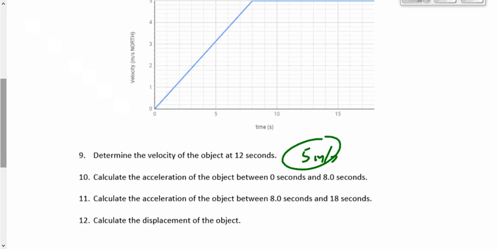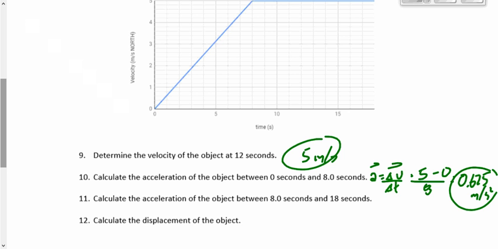That's going to be a is equal to delta v over delta t. That's going to be 5 minus 0 over 8. 5 over 8 is 0.625 meters per second squared. It's positive. The math made it positive and it should be, right? It's speeding up in the positive direction.